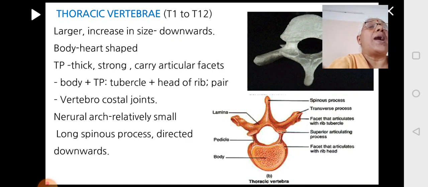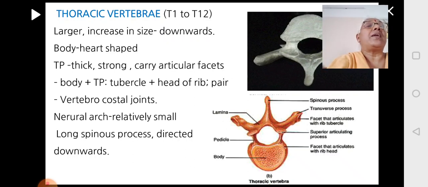Then there are two articulating facets. One in the body, which will articulate with the head of the rib. One on the transverse process, which will articulate with the tubercle of the rib. Then you have the transverse process, which is thick and strong.